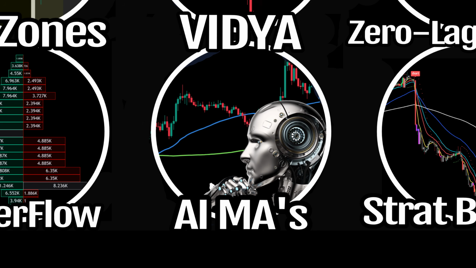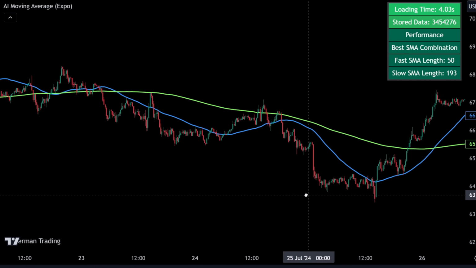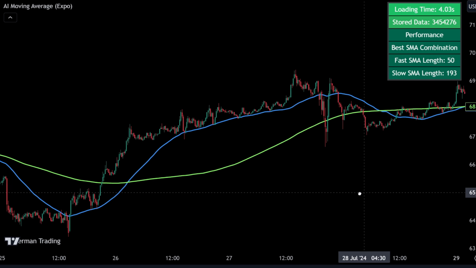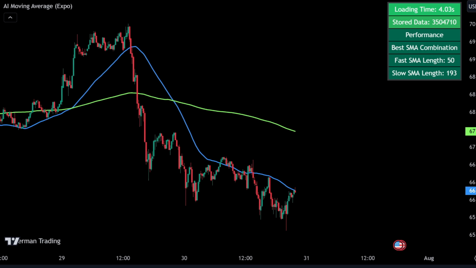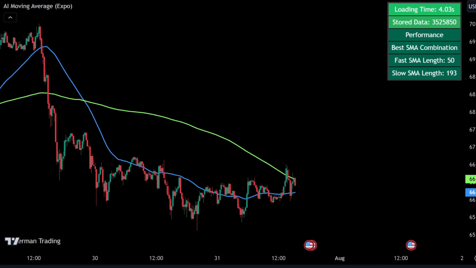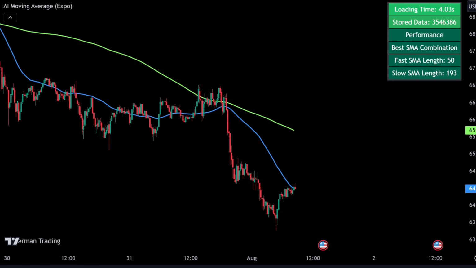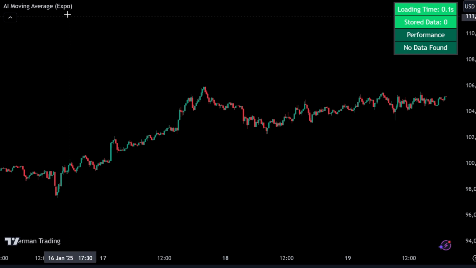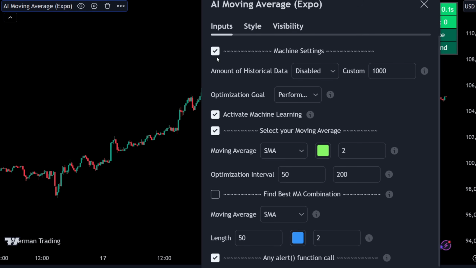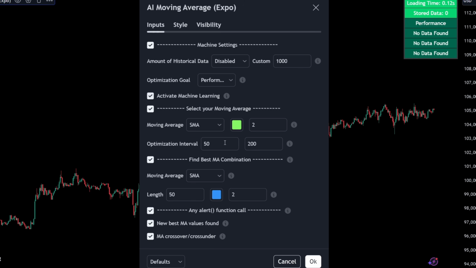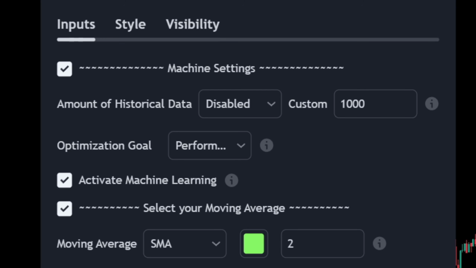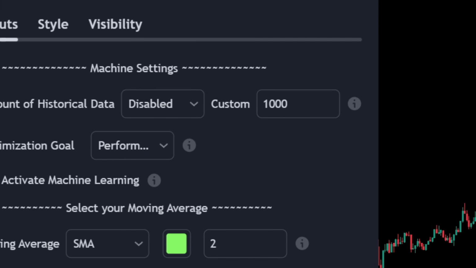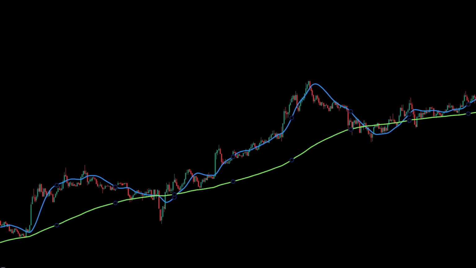Next up is the Machine Learning and Optimization Moving Average, which I bet you haven't seen before. It picks the best 2 indicators using all historic data of your selected chart and gives you 2 moving averages of your choice that are uniquely optimized to have the highest win rate for the specific pair and time frame that you are using. But don't worry if it doesn't work right after you add it to your chart. For it to start, you will have to go into its Settings tab and click on Activate Machine Learning and change the amount of historical data from Disabled to All Data or Custom Data and enter it in the field next to it. Wait patiently, and the 2 moving averages will appear.